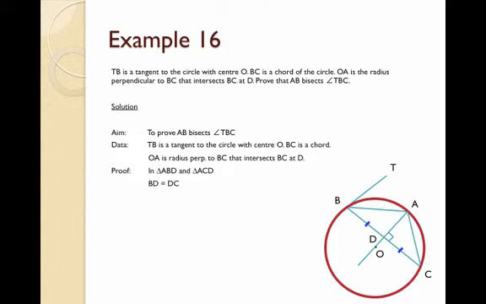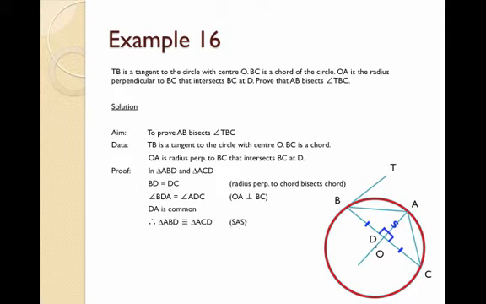BD equals DC, because the radius perpendicular to a chord will bisect the chord. There's a theorem that we've used before. And I know that angle BDA equals angle ADC, because OA is perpendicular to BC. Also, DA is common. Therefore, triangle ABD is congruent to triangle ACD because of side angle side.